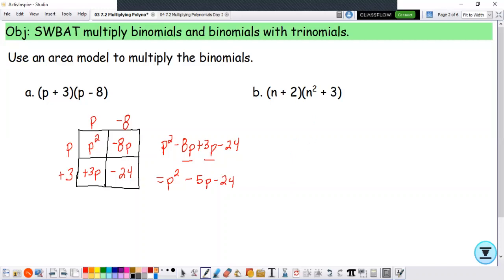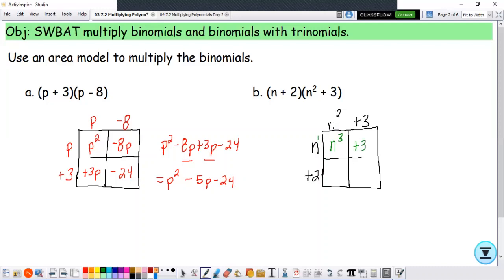And for my last binomial times binomial, create my model again with my 4 quadrants. We have n plus 2. And we have n squared plus 3. N times n squared. So we'll have to use our properties of exponents. This is n to the first, so this becomes n to the third. N times 3 is plus 3n.